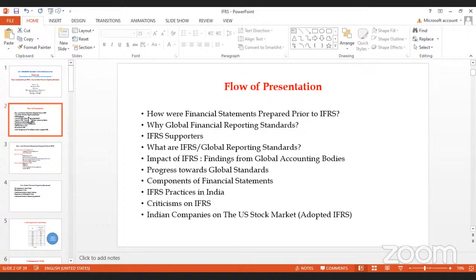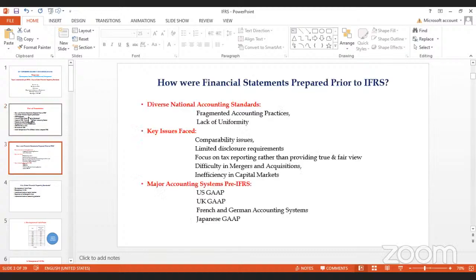The flow of presentation is how our financial statements were prepared prior to IFRS, why global financial reporting standards are required, who are the supporters of IFRS, what exactly IFRS stands for, and why we call them global reporting standards. Again, what is the impact of IFRS from the perspective of global accounting bodies, what is the progress towards global standards as on today, and what are the components of financial statements as per IFRS. Again, IFRS practices in India. Do we practice IFRS in India? Again, what is the criticism of IFRS, and which Indian companies are preparing financial statements based on IFRS. So these are the topics I would like to cover in the next 1 hour of my session.